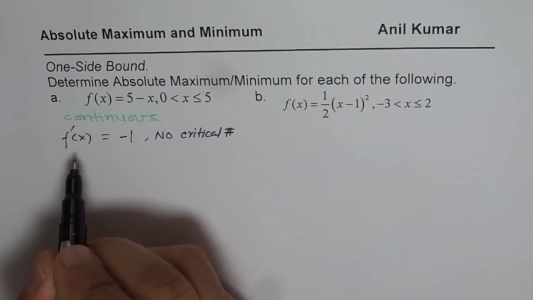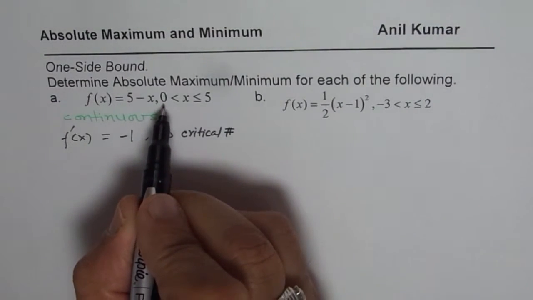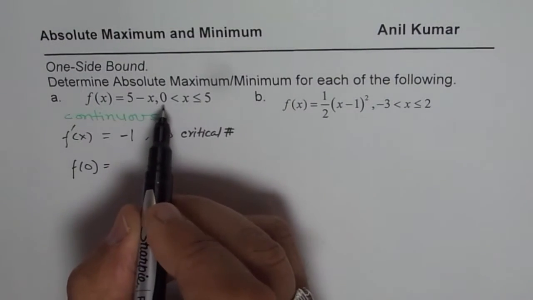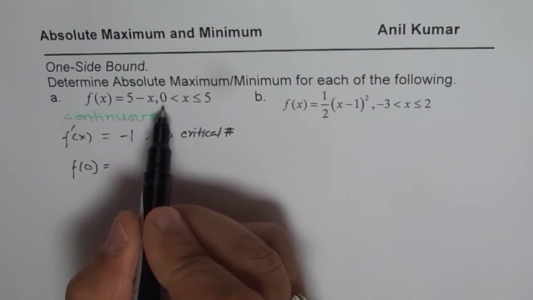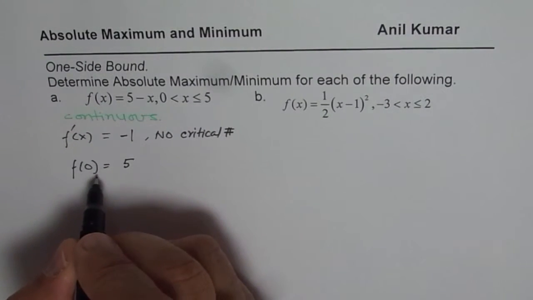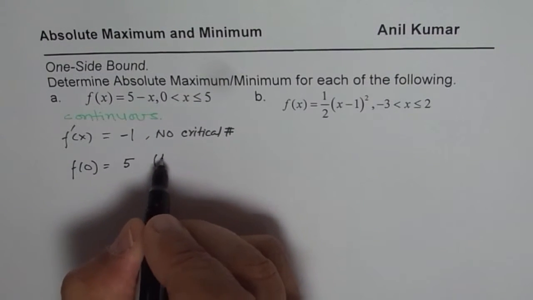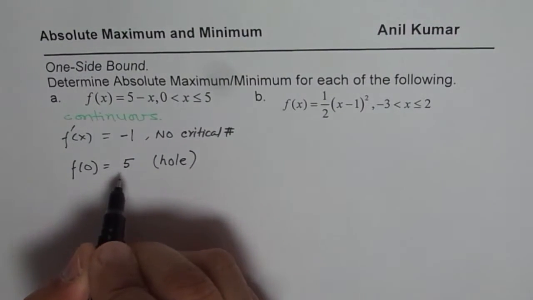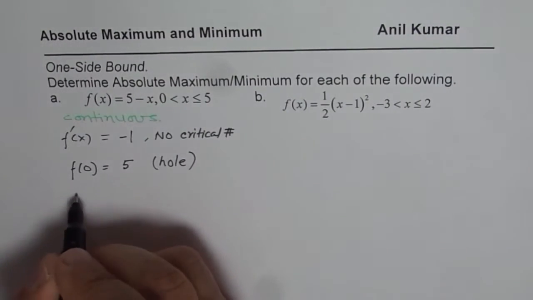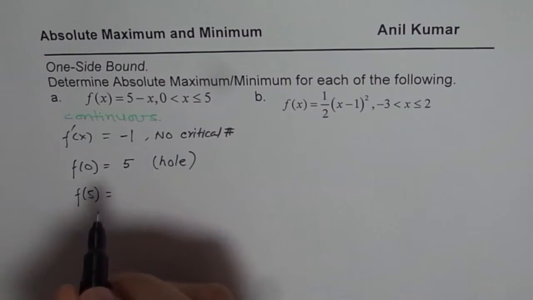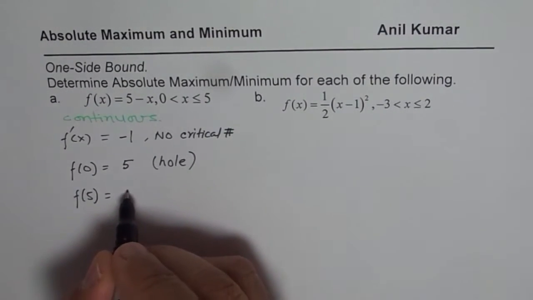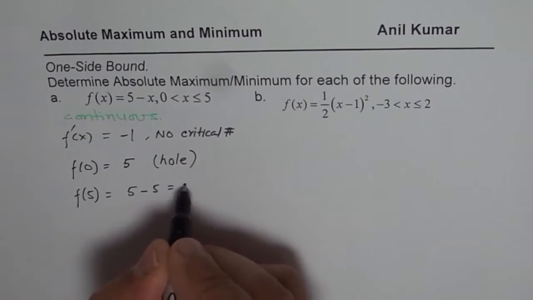Okay, so that means we have to only check the values for f of 0 and f of 5. Now f of 0 I'm checking, but it is not really required. I'll use it to graph. f of 0 is 5 minus 0, 5, but we know f of 0 does not exist. So there is a hole at this point. It is not in the domain for us. Now let me also check what is f of 5. I checked only to help me sketch a line. f of 5 will be 5 minus 5, and that is equal to 0.